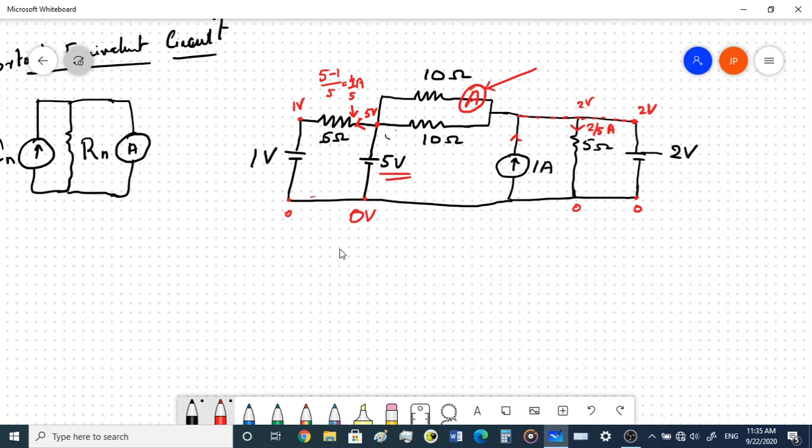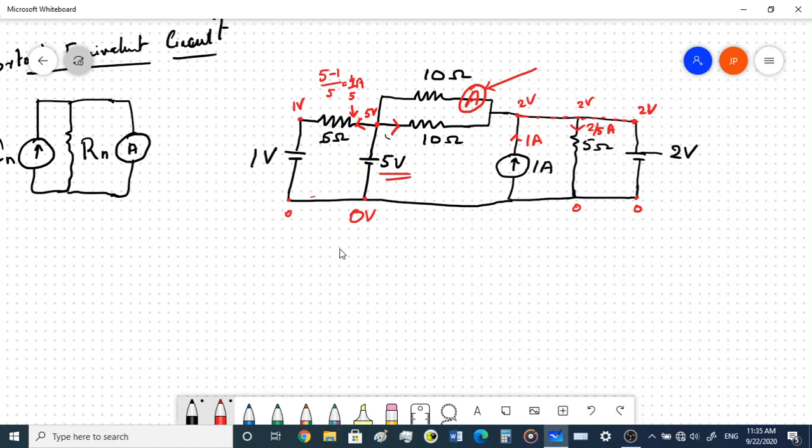There's a 1 ampere that is coming out over here, and this potential is 2 volts. The potential at this point is 2 volts. Now we can find what would be the current that is flowing between these 2 points. So here we have 5 volts, here we have 2 volts, so the current direction would definitely be in this direction. That would be 3 volts divided by 10 ohms, right?